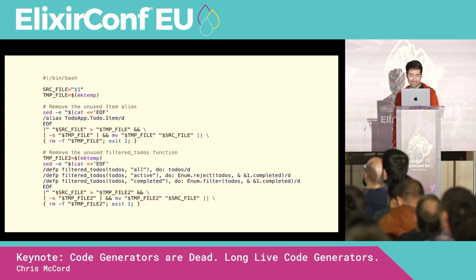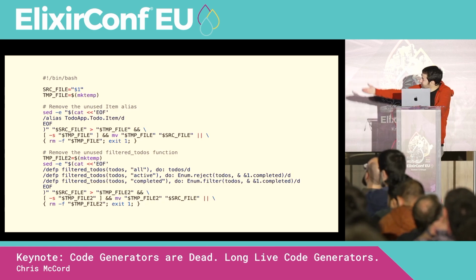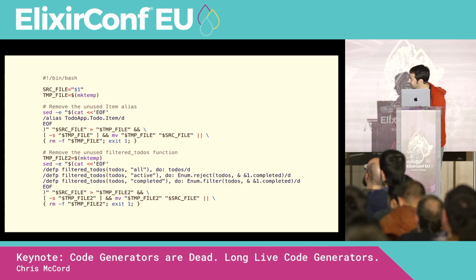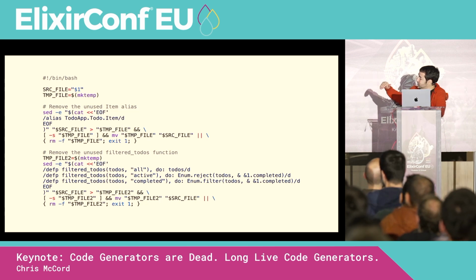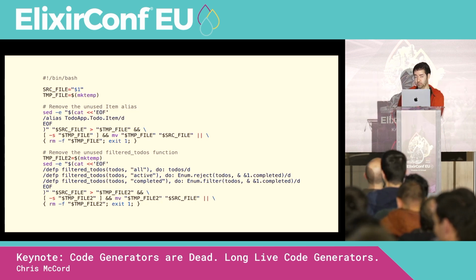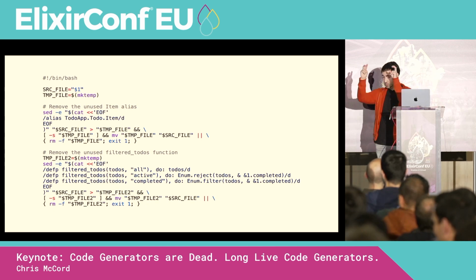You're like, what? So it was like, yeah, we'll remove the unused alias in a sed command, and then it ran a separate sed command to remove the filter to-dos. It's like, what? Anyway, this is an example of giving the agent the power: you give it fewer tools, but more powerful tools, and then it hallucinates.